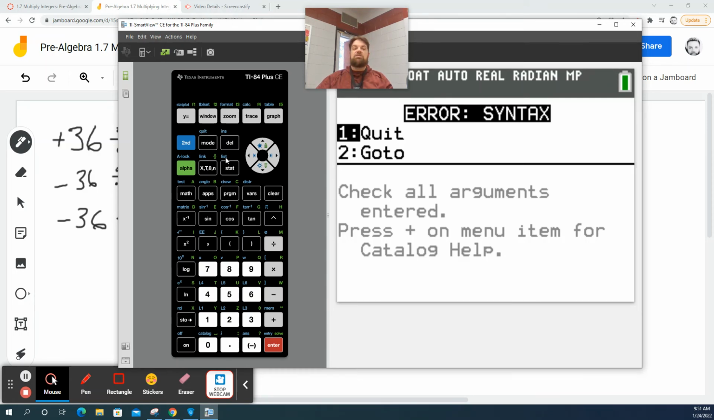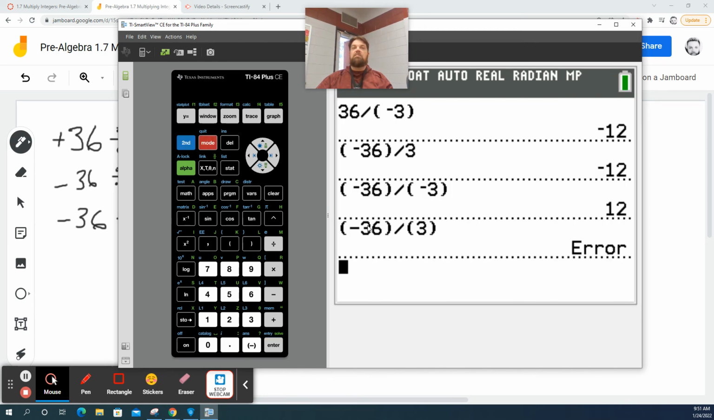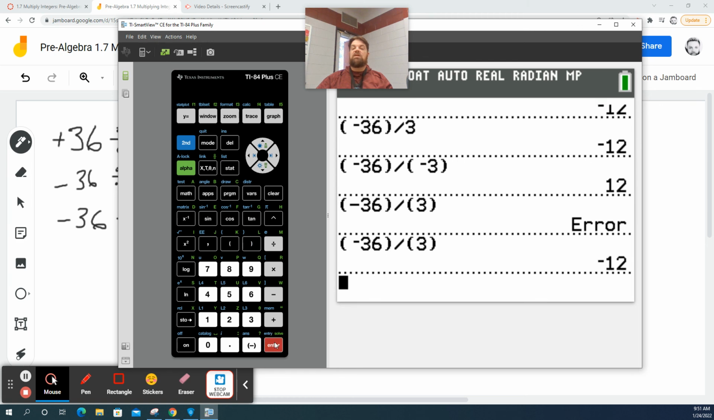Well, if you go back to the screen, here I put a minus symbol and not a negative symbol, right? So what I need to do is I need to plug in the negative symbol instead. So I'm going to say -36 divided by, in parentheses, 3. Now it'll work.